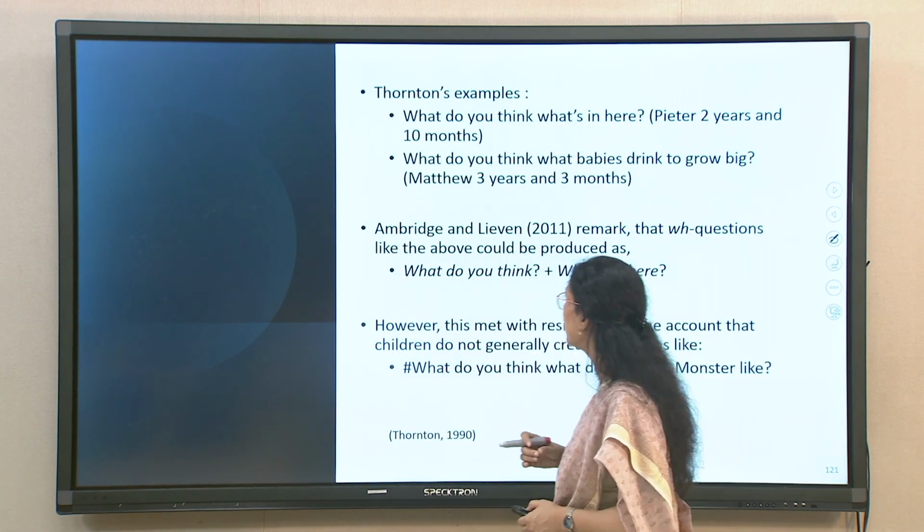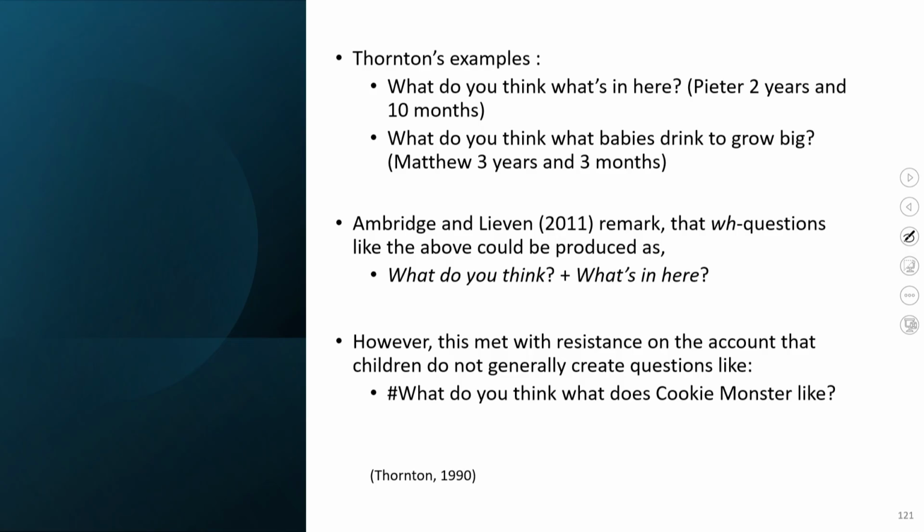So, one of the most important scholars in this domain is Thornton, and some of his examples I have quoted here. So, what do you think what is in here? This is by a child, Peter, 2 years and 10 months. What do you think what babies drink to grow big? So, these are some of the examples that come from his data. So, Ambridge and Lieven remark that WH questions like the above could be produced as what do you think plus what is in here, right.